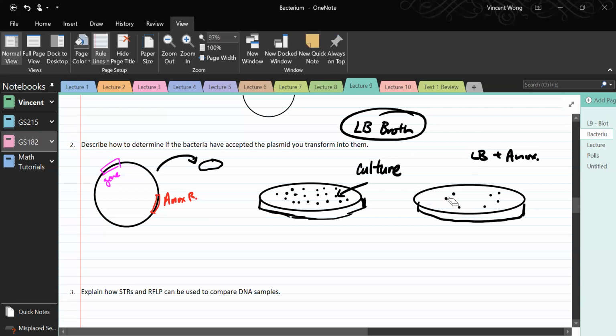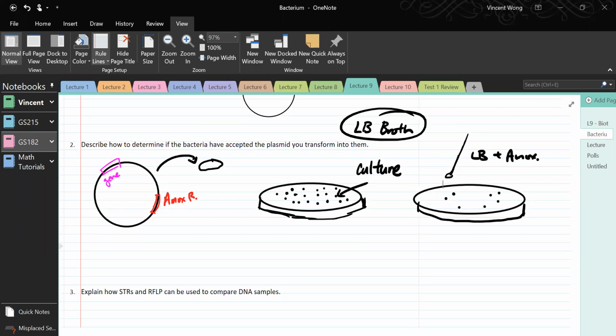And so you can scoop them up with a little loop. This is true because I've done it. You scoop them up with a little loop, and then you can just mass produce these guys. So that is basically how you select for them.